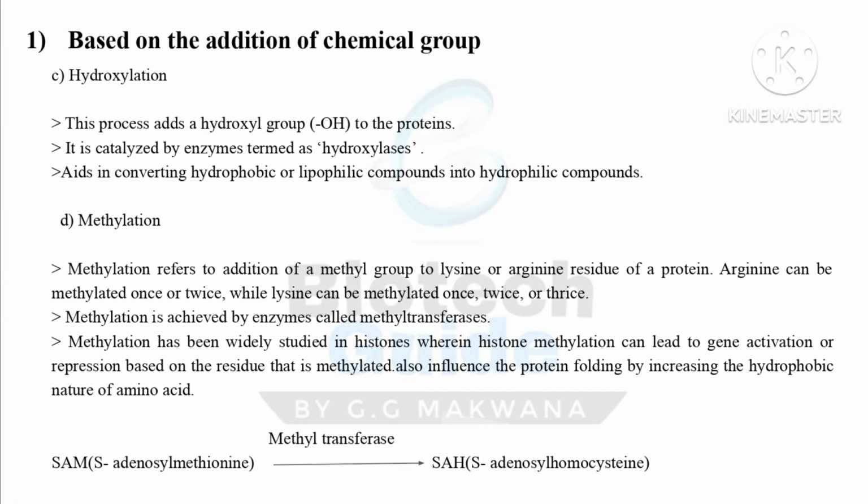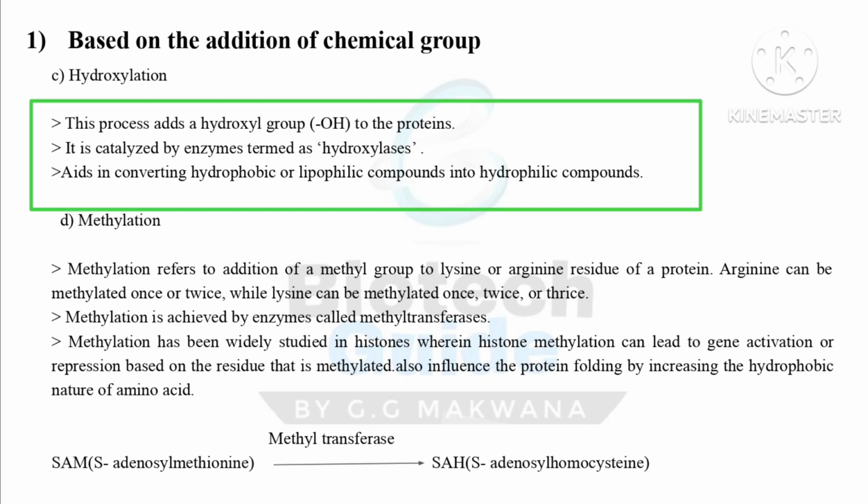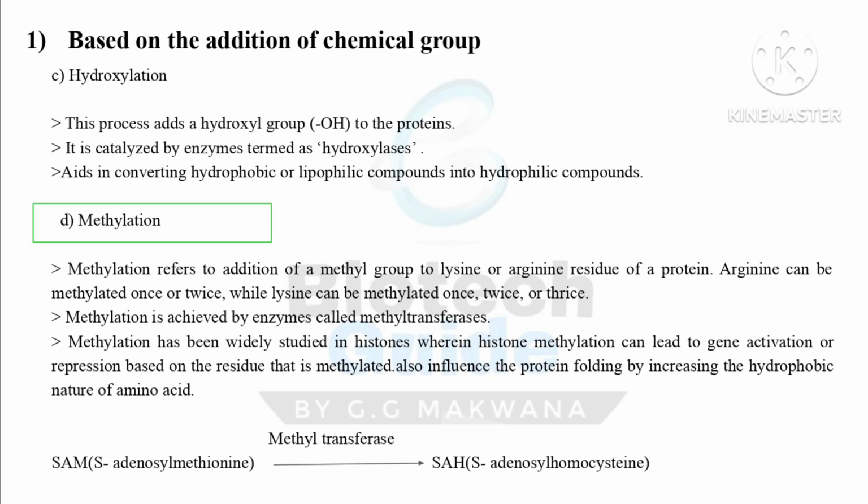Then the third subtype in addition of a chemical group is hydroxylation. Which mechanism? Addition of a hydroxyl group. Then which enzyme? Hydroxylase enzyme. And application: converting a hydrophobic or lipophilic compound into a hydrophilic compound. So this is hydroxylation. And the last in addition of a chemical group is methylation.